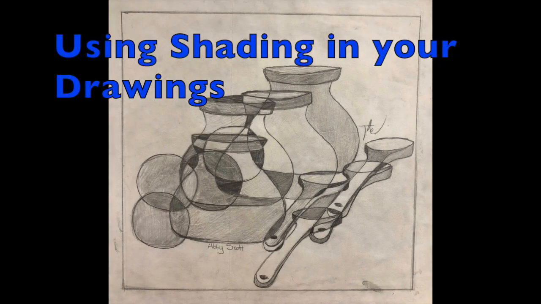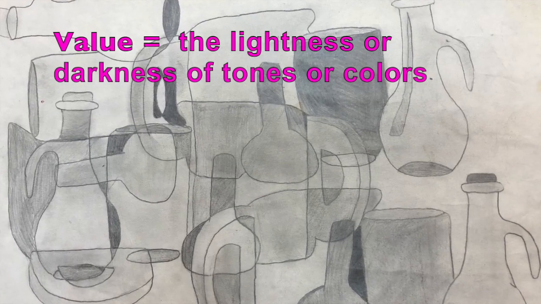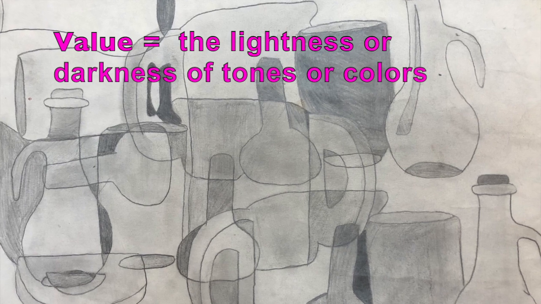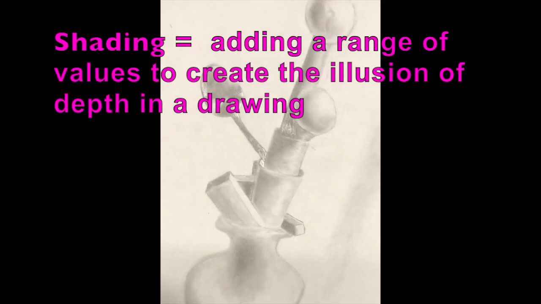This week we're going to work on adding shading to your drawings. You'll see a couple examples of student works where they've used a range of values. Value means the lightness or darkness of tones or colors in art. Value is added by shading. Shading means adding a range of values to create an illusion of depth in a drawing.